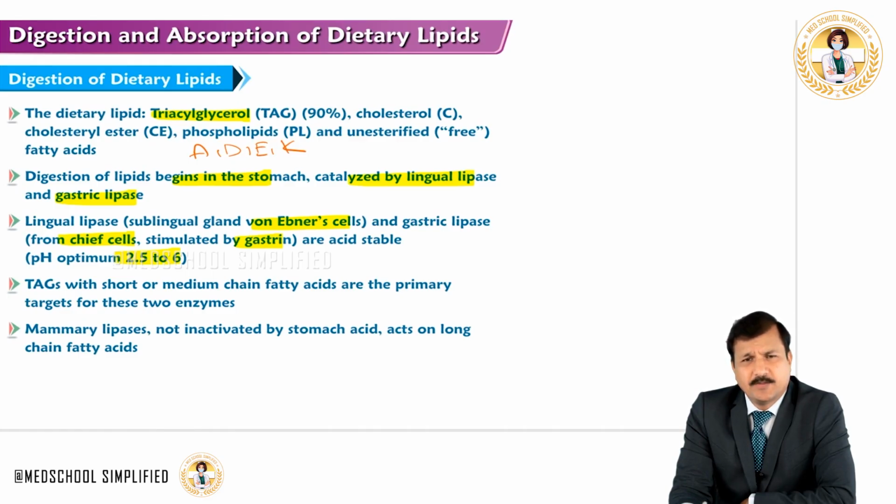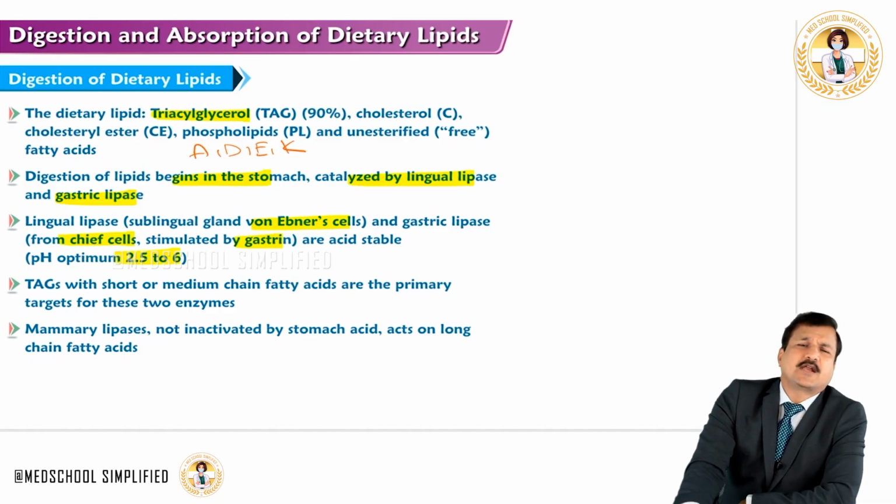Although we have lingual lipase secreted and synthesized in the mouth, lingual lipase generally does not act on dietary lipids in the mouth because it needs acidic pH to be active, and that is there in the stomach. That's why both lingual and gastric lipase, since they are acid stable enzymes, will be active in the stomach. That's why digestion of lipids begins in the stomach.